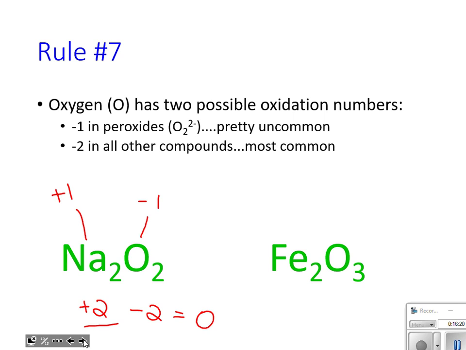So once again, your starting point could be different. You could start with that alkali metal and say that was +1, or you could start with the peroxide and say that was -1.